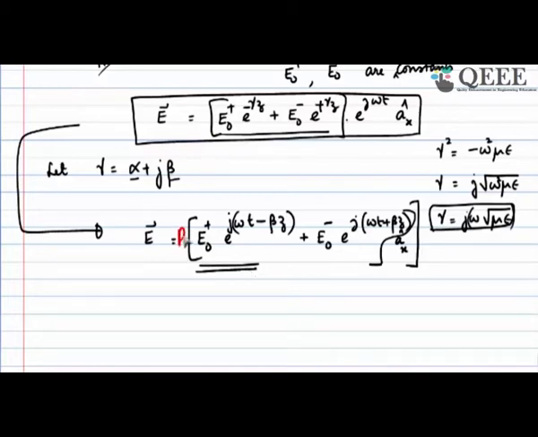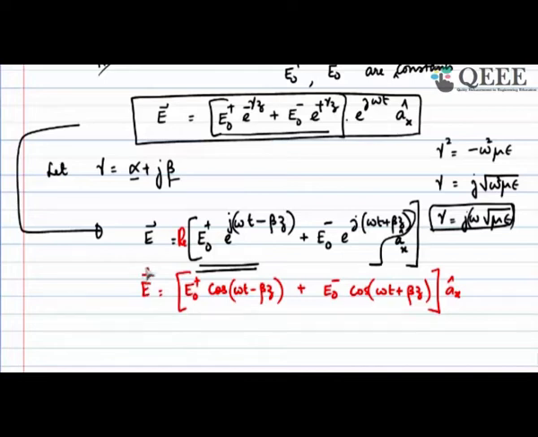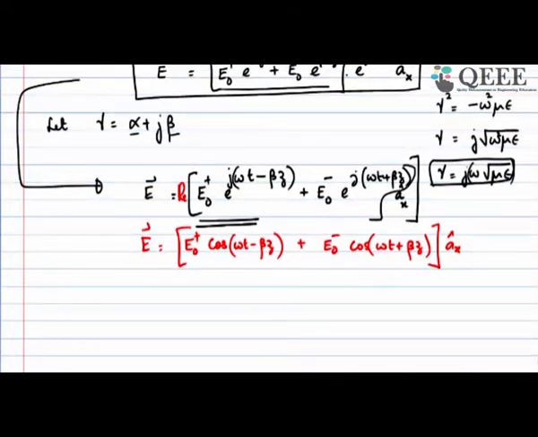And remember, my E is actually the real part of this. It's not a complex number, it's the real part of this. So my E is actually E naught plus cos of omega t minus beta z, plus E naught minus cos of omega t plus beta z, times ax cap. This is my E. Now we are trying to see the physical significance of what this means. Why do you call it a wave? What does it actually mean by saying that E is this?